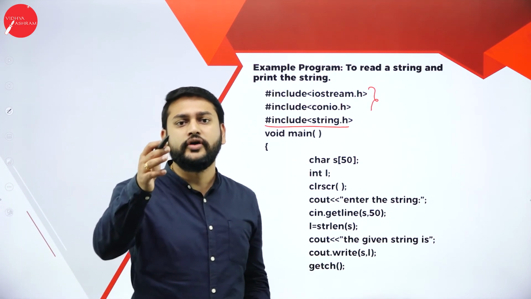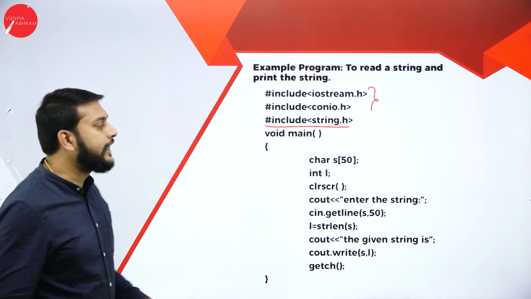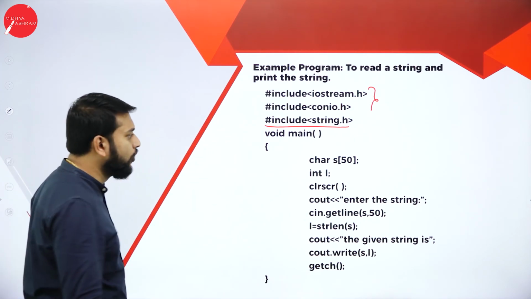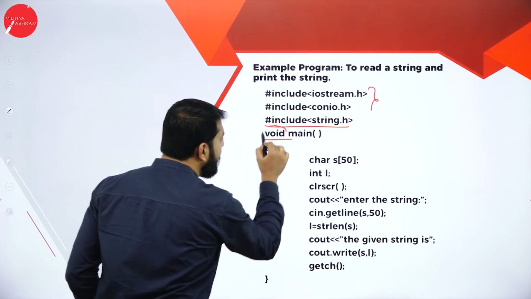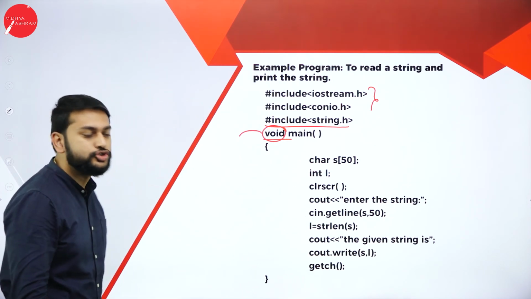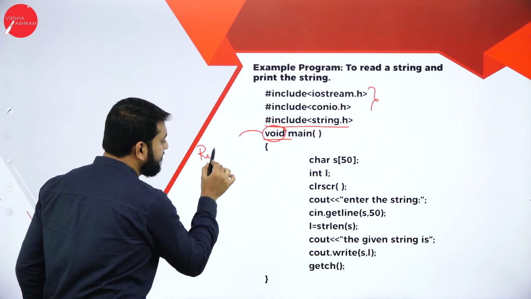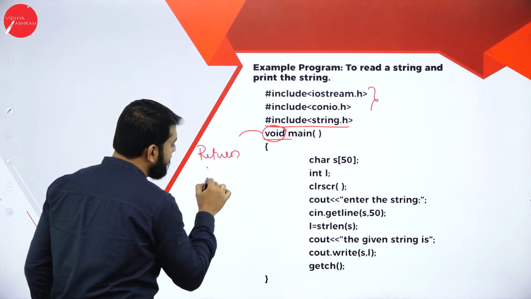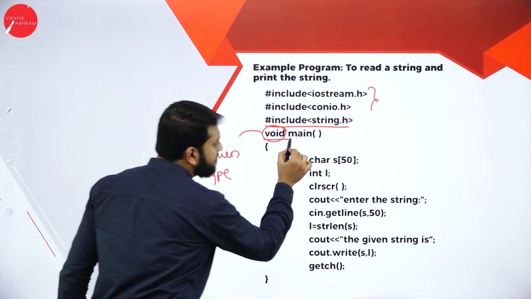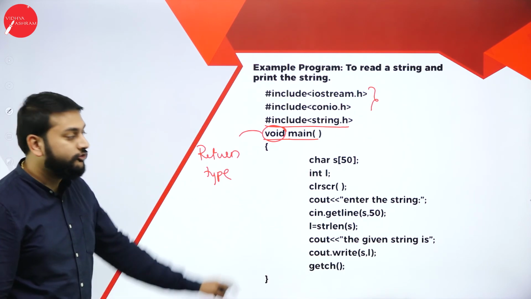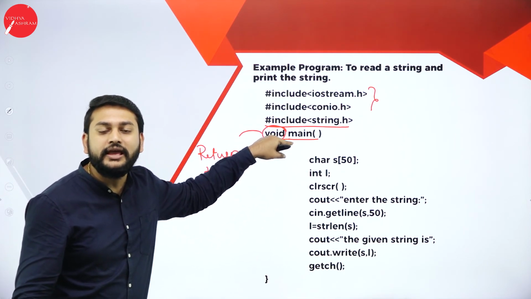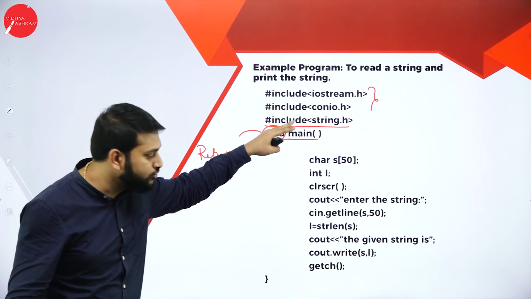What is the function that you have used, sir? Let me explain that one by one, guys. What is this void main? Void, by now you would probably have understood, is the return type. And this is the main function. From exactly here I will start the execution of the program.